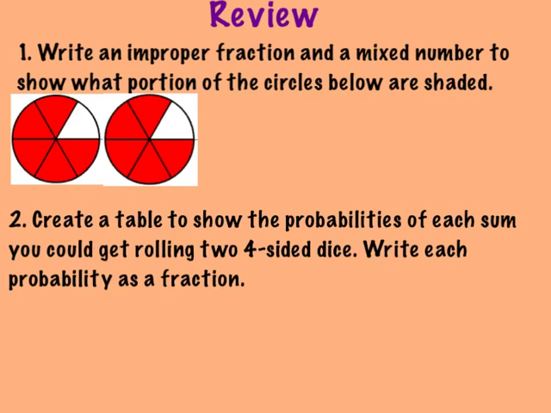So here's your review for today. Number 1, write an improper fraction and a mixed number to show what portion of the circles below are shaded. And number 2, create a table to show the probabilities of each sum you could get rolling 2 4-sided dice. So sum means adding the numbers together. Write each probability as a fraction.